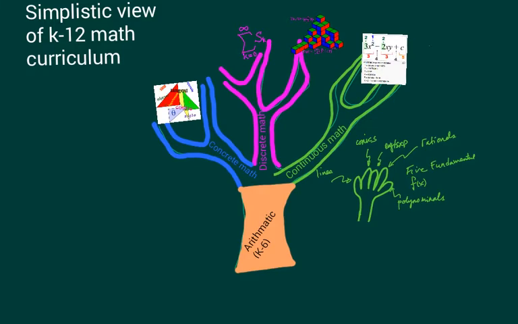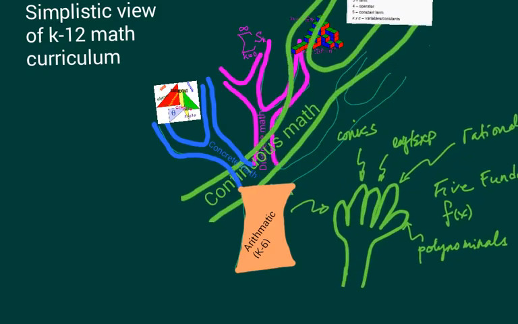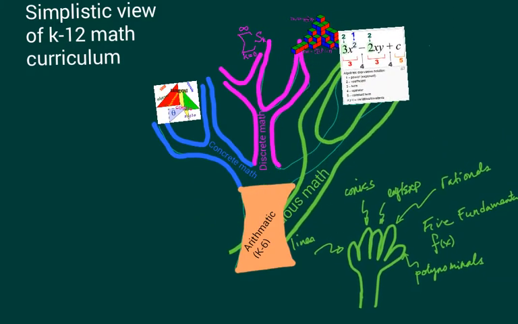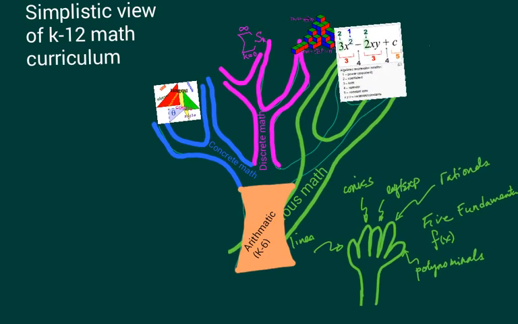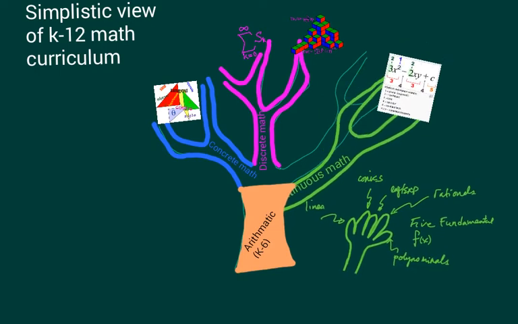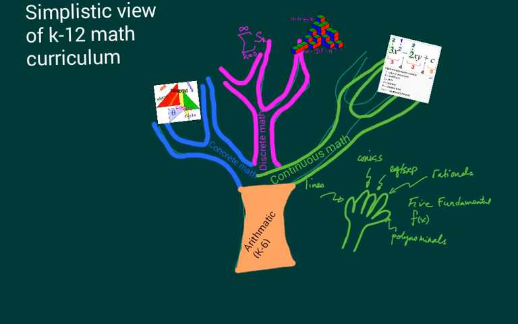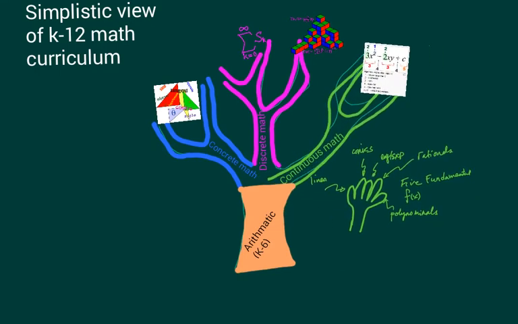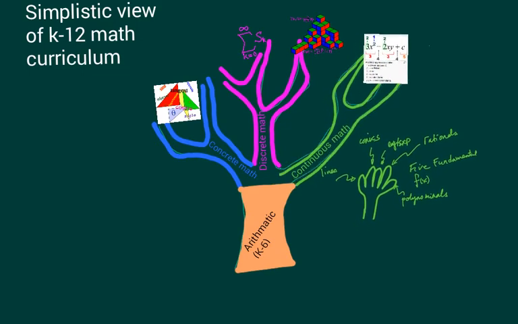And this hand over here, what I've shown, is really just the 5 very fundamental functions, K through 12, actually more high school math, that one must know. And that's just the 5. That's all there is. Very simplistically speaking, of course.